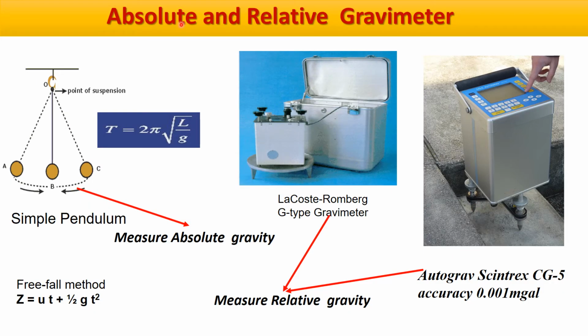Now when we measure gravity, in my previous lecture I told you about the simple pendulum equation, how we measure the time period of a simple pendulum. It measures the absolute gravity. In our free fall method we also measure the absolute gravity. In practical cases, absolute gravity measurement is very time consuming and costly, so we stick to the method of relative gravity. Here is the Autograv Scintrex gravimeter that measures relative gravity. The minimum change in gravity you can measure is very small, 0.001 milligal, a very accurate and precise value.